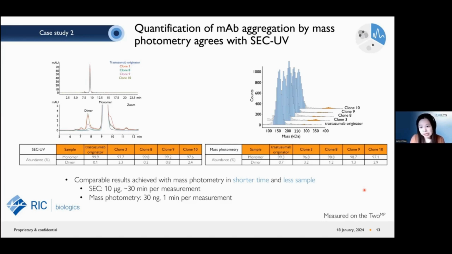So if you don't need the separation capabilities that you get from SEC, or you want to be more strategic in selecting the right candidates for these longer separation experiments, mass photometry can help with its low sample consumption and short measurement time.